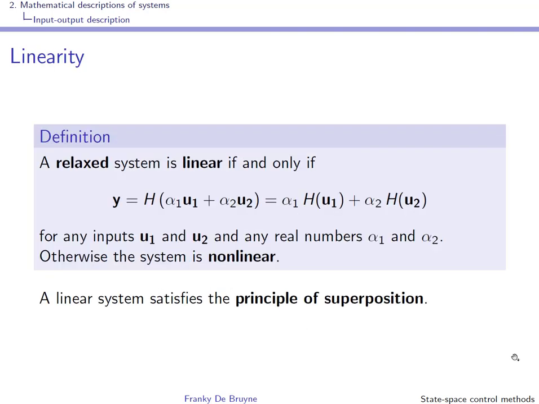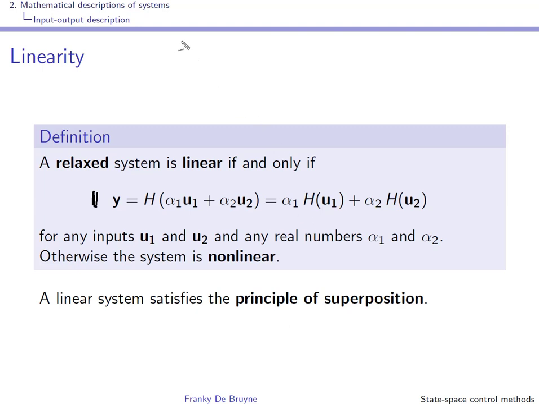A relaxed system, or a system that is at rest, is said to be linear if the following relation holds for any inputs u1 and u2 and any real numbers alpha 1 and alpha 2. Otherwise, the system is said to be non-linear. A linear system satisfies the principle of superposition.